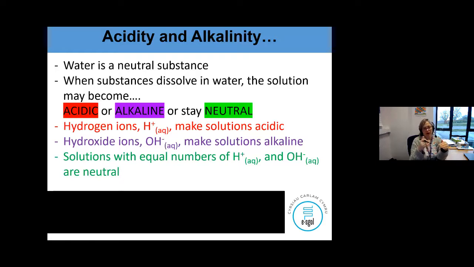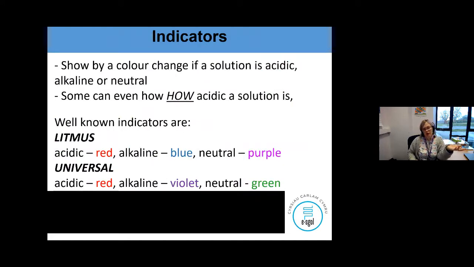That will give a solution alkalinity, or will give it a pH that is on the upper scale, so above 7. Okay, so you can either have an acidic solution, an alkaline solution, or in the case of pure water, you can have a neutral solution. Okay, indicators also something you carry through with you from key stage 3.